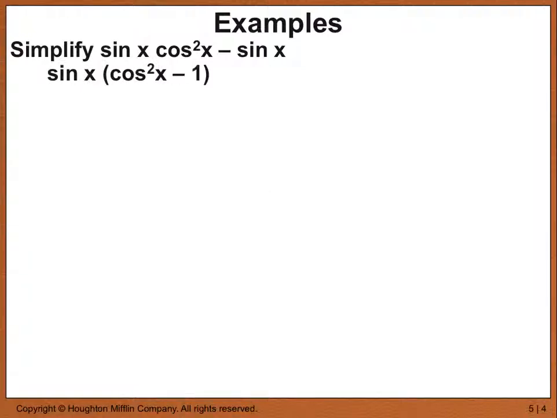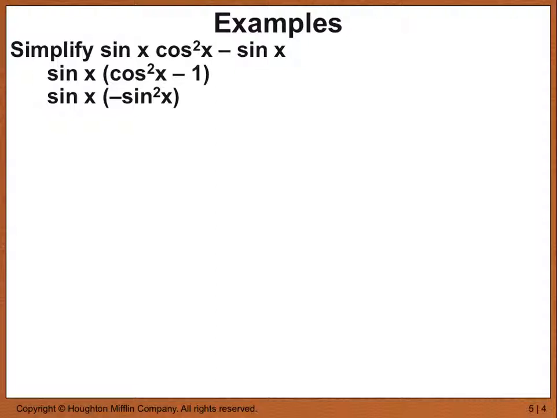So the first step is to factor out the sine x. You probably thought of that. And so we have sine x times cosine squared x minus 1. Now, the next step is to use a trigonometric identity. And as you can see, we're using one of the Pythagorean trigonometric identities, which states that sine squared plus cosine squared equals 1.